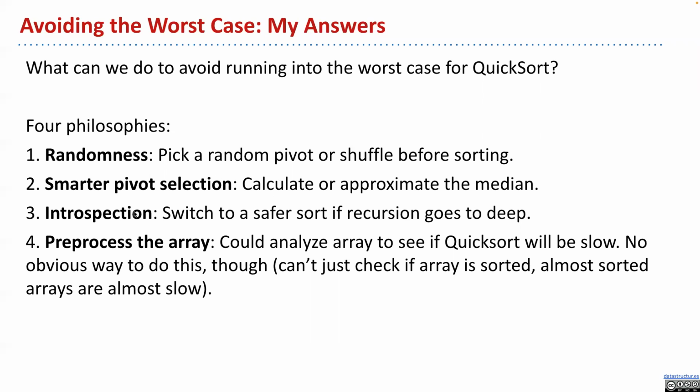If you want to get a little wacky, you could do introspection, which is, well, if you find that your code is going too many levels deep in recursion, then you switch sorts. So you're doing quicksort, and then you find out, oh, I seem to have gone like 40 levels deep, and it should only be 20 on a random set of data. So this is some kind of pathological data set. So I'm just going to change my mind and not quicksort at all. I'll switch to heap sort or merge sort, something like that.